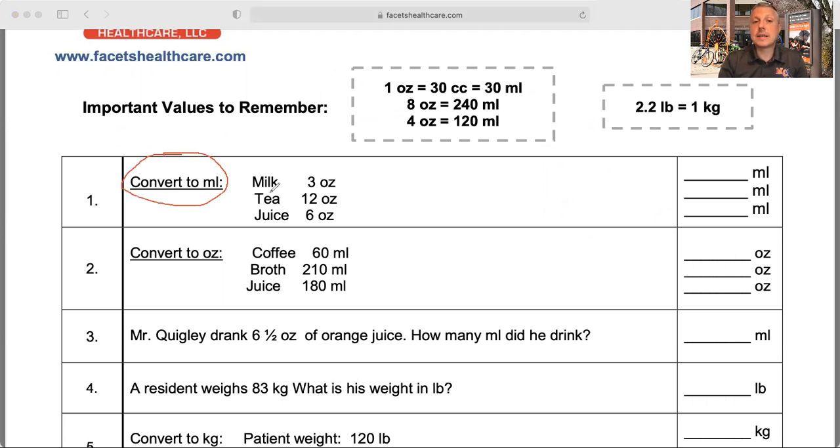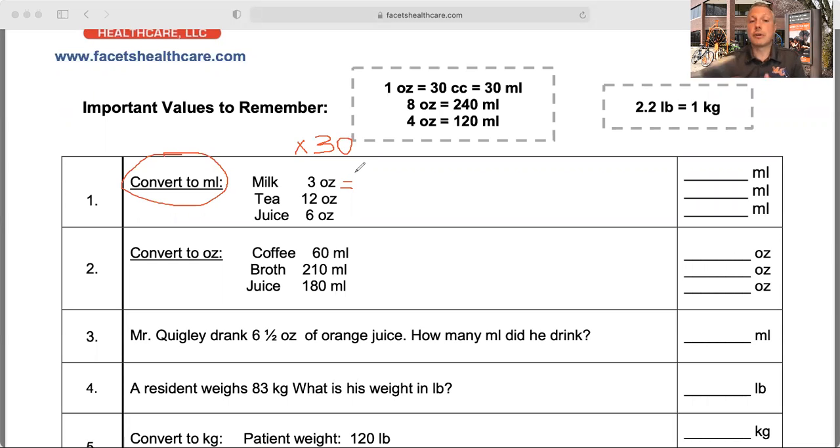They're asking us to convert to milliliters. So we have milk, we have tea, we have juice. This could be your intake for a patient. So what we do here with the ounce, right? As we said, you want to multiply by 30. So that's our conversion here. We always multiply the ounce by the 30. So that's something we have to remember.